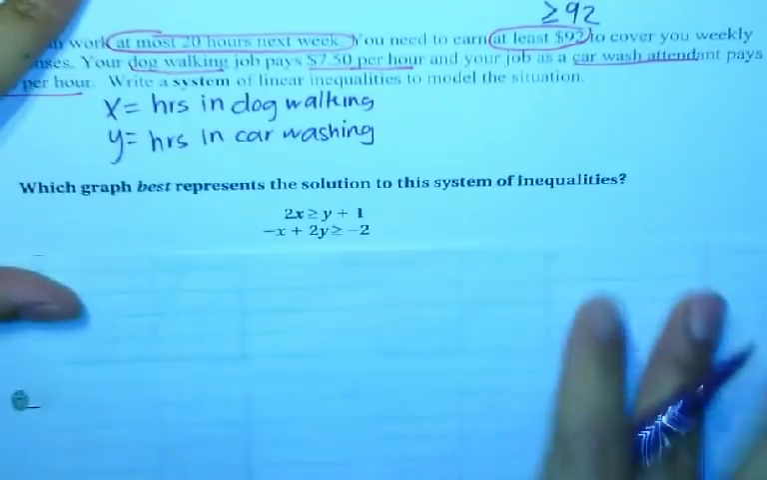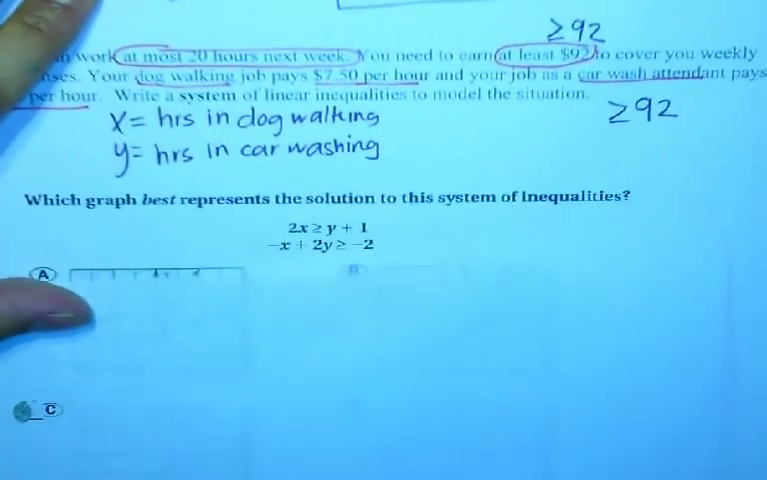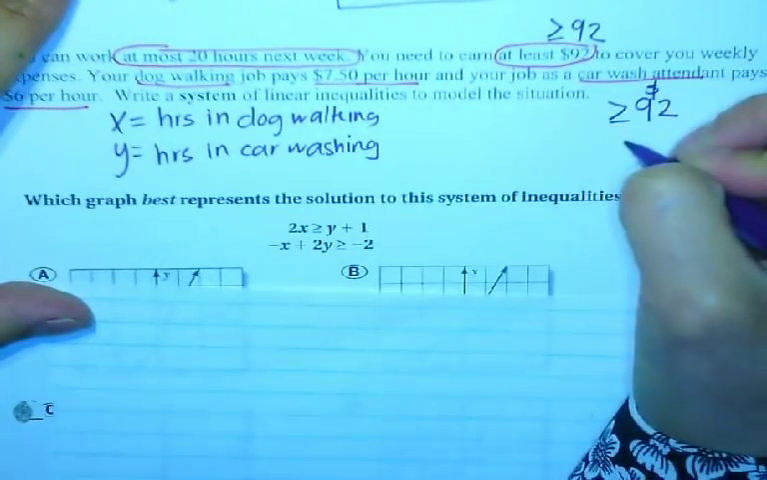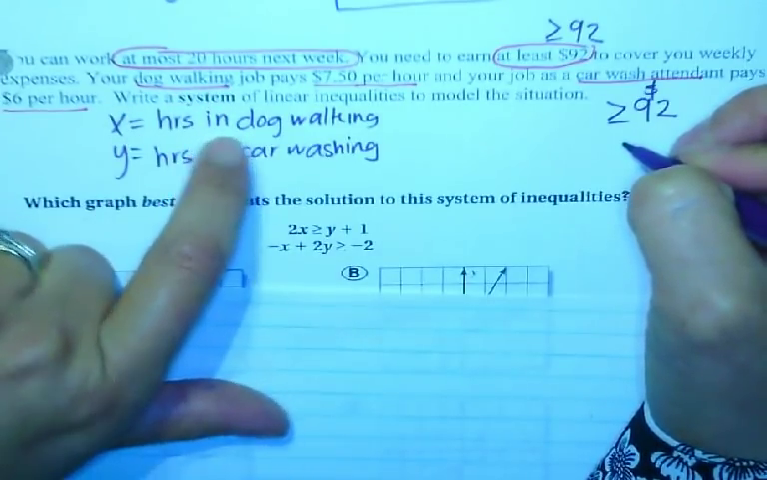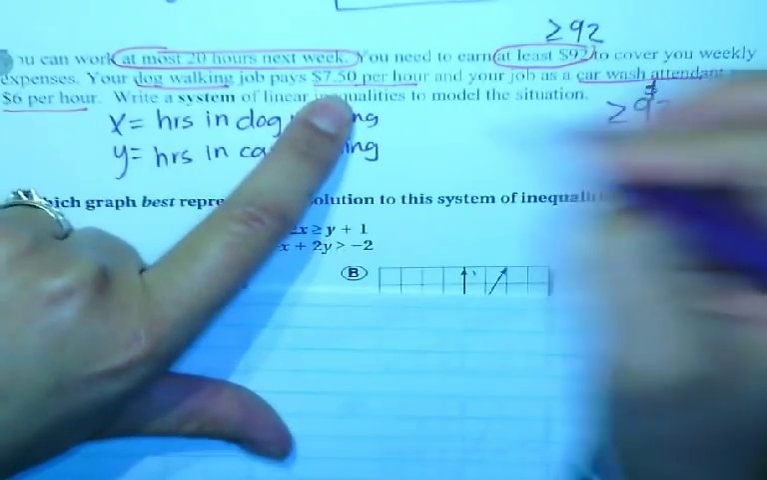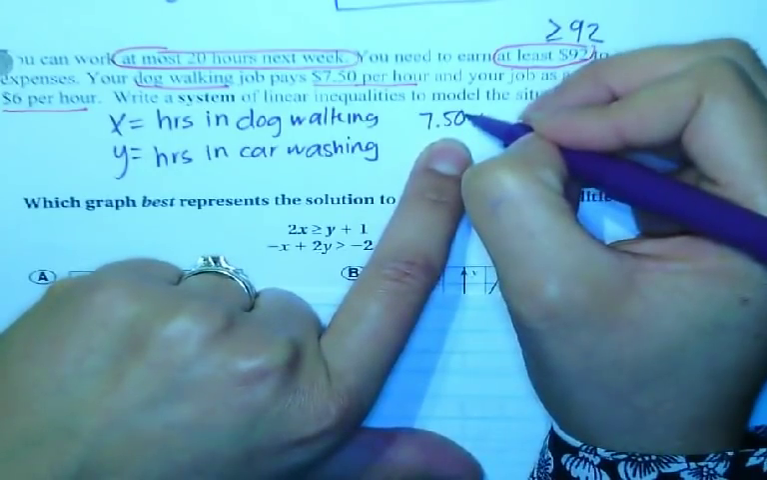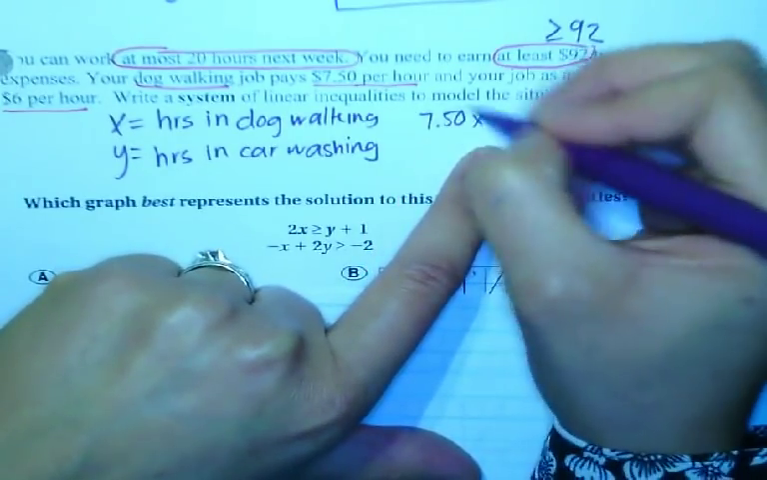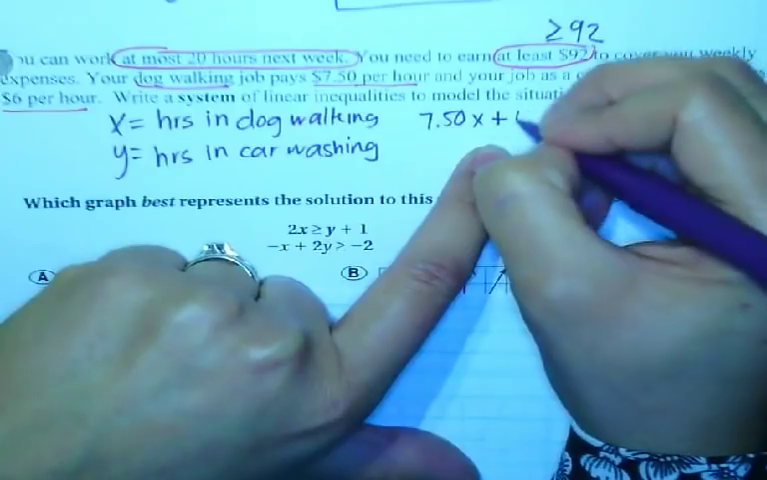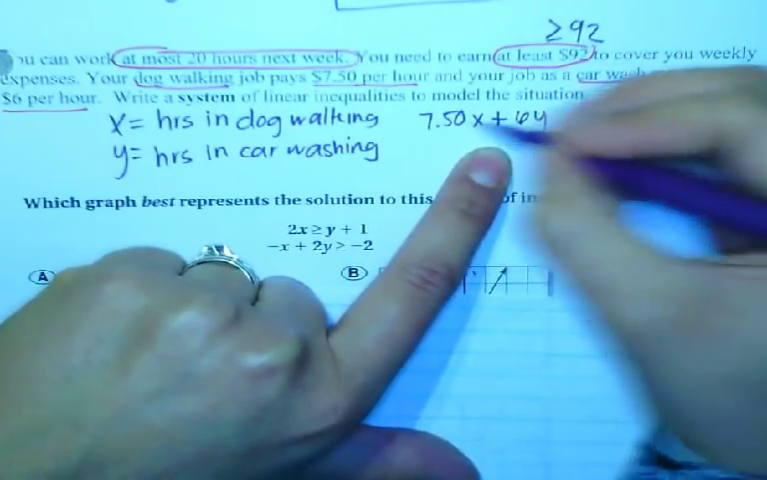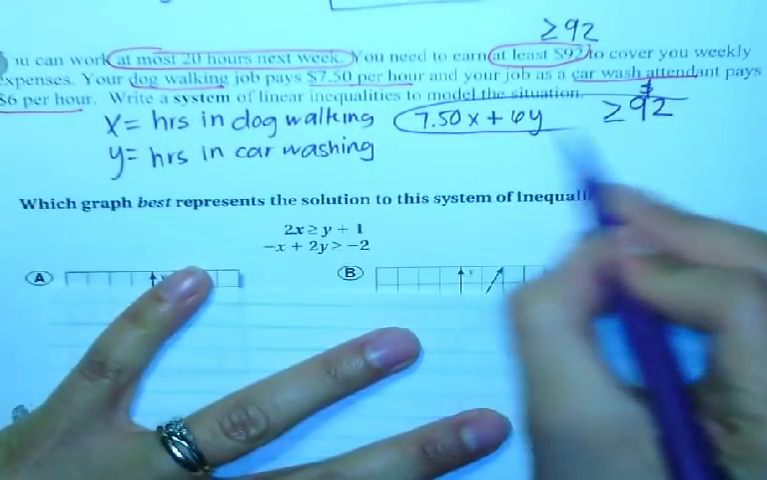Okay, so my first inequality should be that. And this is in dollars. So that means what I'm going to write here is in dollars. So for my dog walking job, which is X, the hours spent dog walking pays $7.50 per hour. So if I multiply the $7.50 times the hours walking the dogs, I will get the total of how much I get paid for that. I'll do the same thing for the hours car washing, so $6 for that. If I add those two earnings together, they have to be greater than or equal to 92. So this is my first inequality.